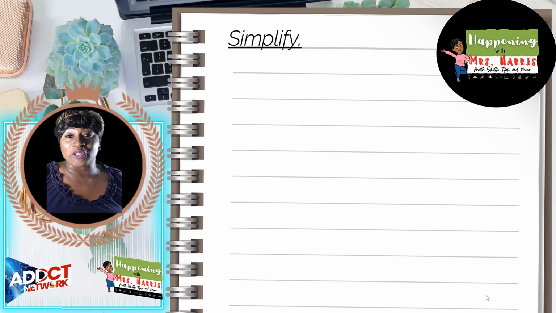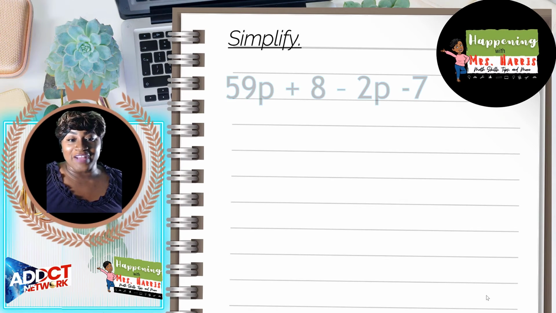All right, ladies and gentlemen, now it is your turn. Let's use the previous examples to solve these problems on your own. Here's the first problem. Simplify 59p plus 8 minus 2p minus 7. Here we go. Let's get started.